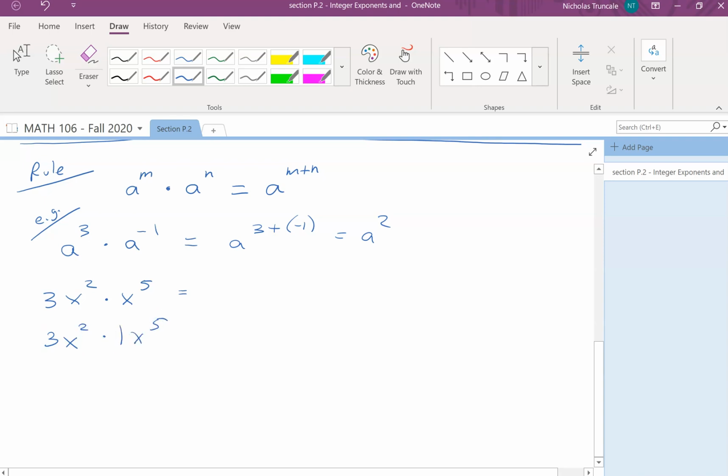So you just multiply the coefficients together if the bases of the variables are the same. So the bases are x. So that's like doing 3 times 1, which is just 3. And then x squared times x to the 5th, you just add those exponents. So you get x to the 2 plus 5. So my final answer is going to be 3x to the 7th.